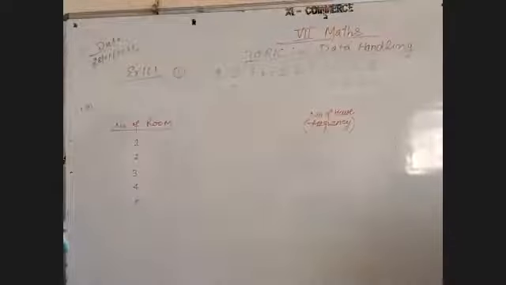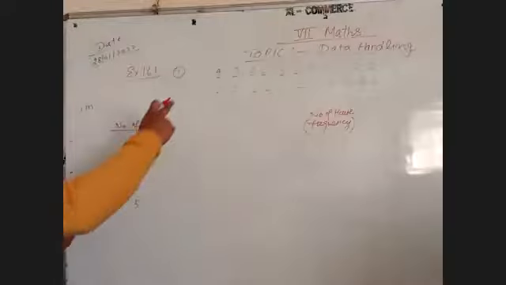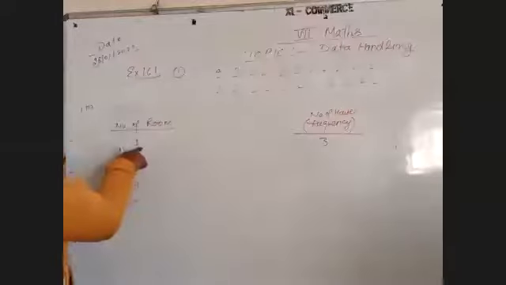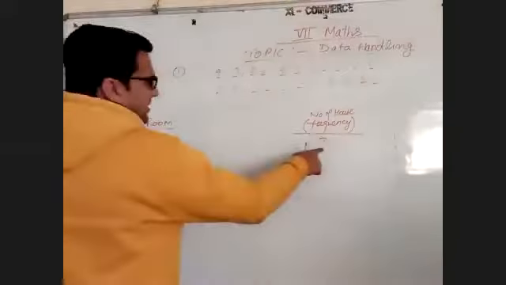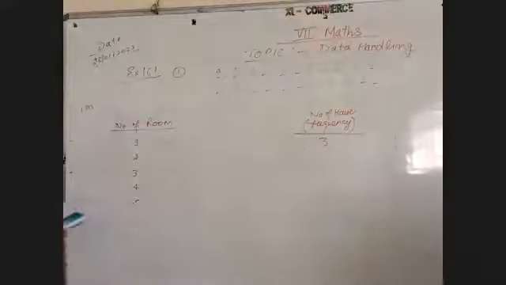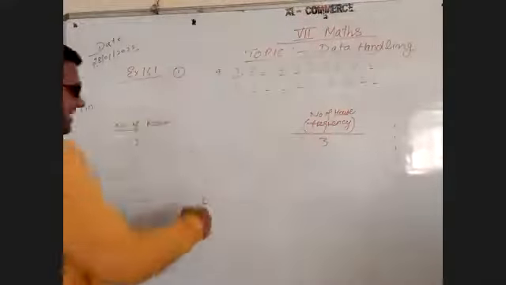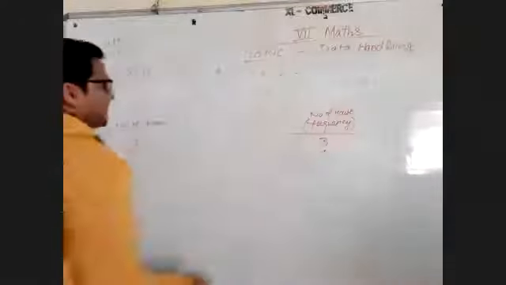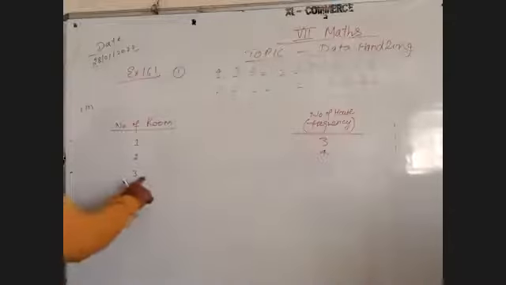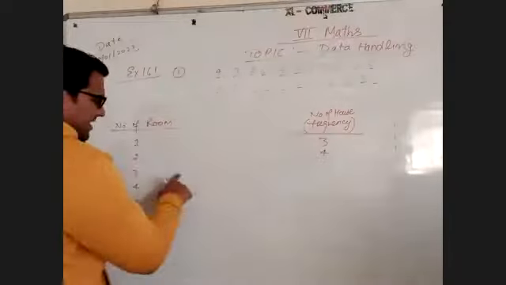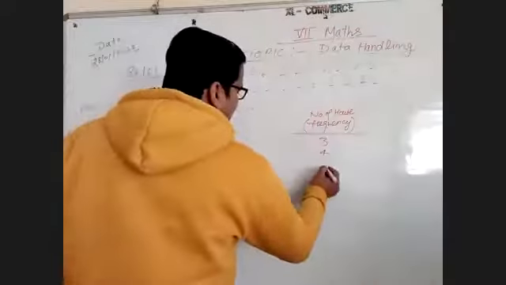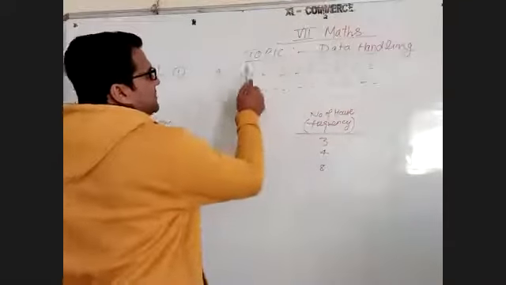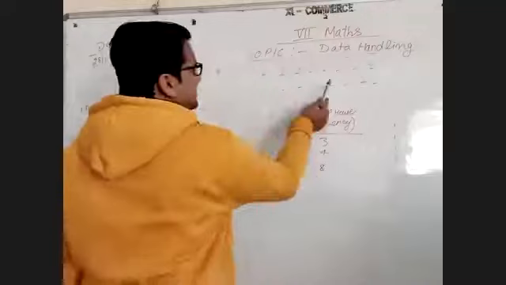So number of houses will be, one is repeating 3 times in our given information, so frequency of number of houses of one is, frequency will become 3. Now 2 is repeating how many times, that will become frequency of 2. Frequency of 2 will become 4. And frequency of 3, the number 3 is repeating how many times is called frequency. That frequency is 8. You can count this. 3 is repeating how many times? 1, 2, 3, 4, 5, 6, 7, 8.